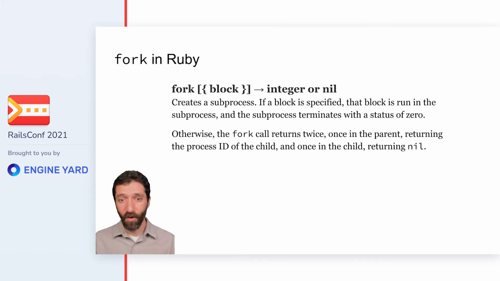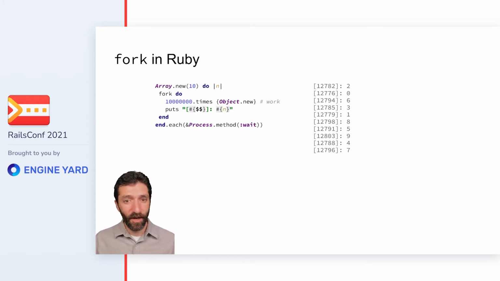Here's Ruby's API for fork. There's two ways to call it, with or without a block. If a block is specified, it's run in the subprocess or child process. Calling without a block is similar to the C API where the call returns twice, with the child's process ID returned to the parent and nil returned to the child. Though I find the block version a little clearer and easier to use, so that's what I tend to use in practice. Here's a parallel processing example using fork.